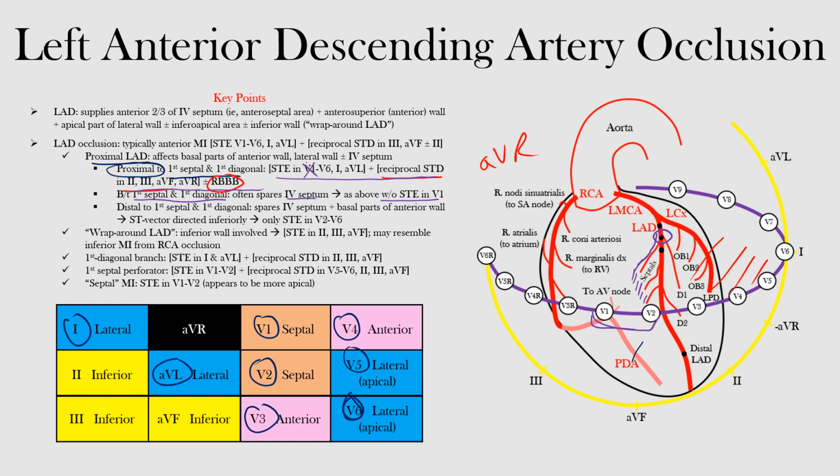Okay, so what if we have a more distal occlusion of the LAD? Well, occlusion distal to the first septal and first diagonal branches will spare the basal parts of the anterior wall. Therefore, the ST vector will be directed more inferiorly. Okay, the ST elevation can be seen in leads V2 through V6 without ST elevation in leads V1, 1, or AVL. In addition, there will be no reciprocal ST depression in the inferior leads 2, 3, AVF or lead AVR. So let's take a look at this. Okay, we'll erase some of this stuff here.